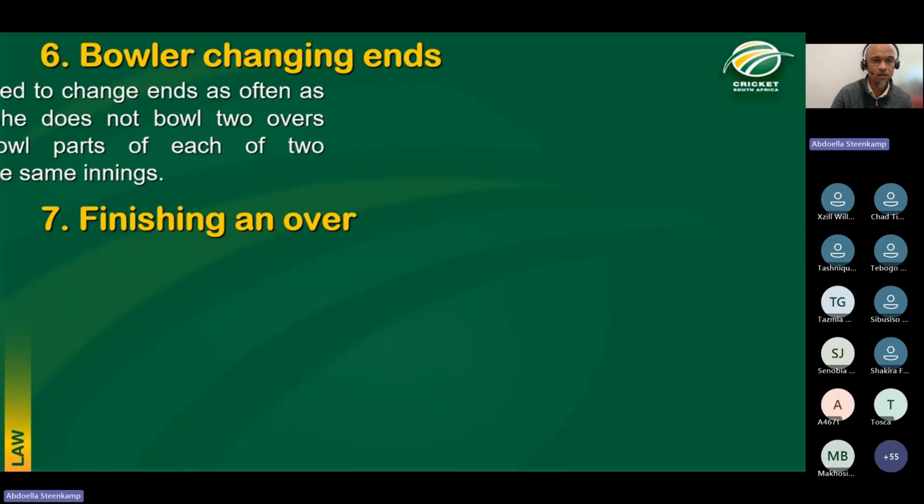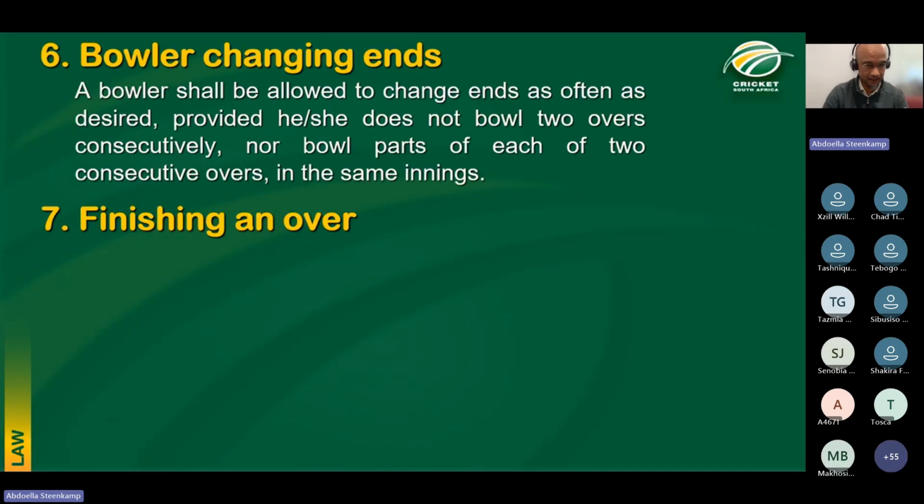Does the law allow bowlers to change ends? Yes, the law wants bowlers to change ends. Bowlers should not be bowling consecutive overs. So bowlers can change as often as they want, as long as they don't bowl 2 overs consecutively. A bowler cannot bowl the first over and then the second, third and fourth. That cannot happen according to the law. Bowler 1 needs to bowl over 1, then bowler 2 needs to bowl over 2. Bowler 1 can then bowl over 3 again.